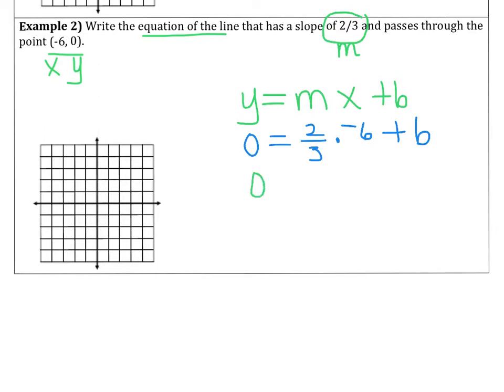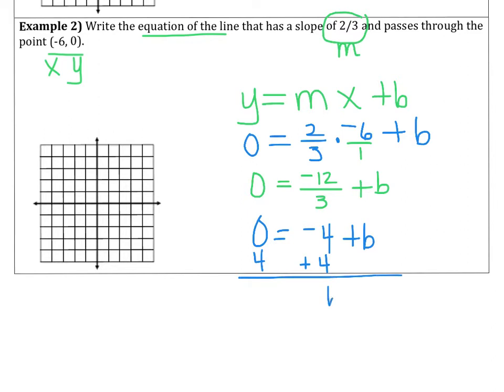Working with our fractions here. You multiply straight across. So you would have 2 times negative 6, which would be negative 12, divided by 3 times 1 is 3. Bring down your plus b. Next step, we get 0 equals, what's negative 12 divided by 3? It would be negative 4 plus b. Solving for b, we are going to add 4 to both sides, and we get b is equal to 4. Final step, you actually have to write that equation. So we're going to have y equals 2/3 x plus 4.